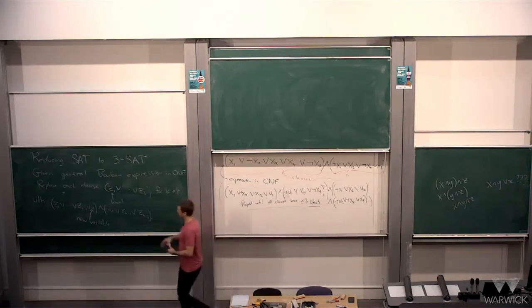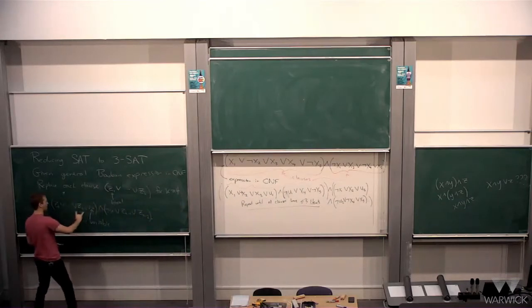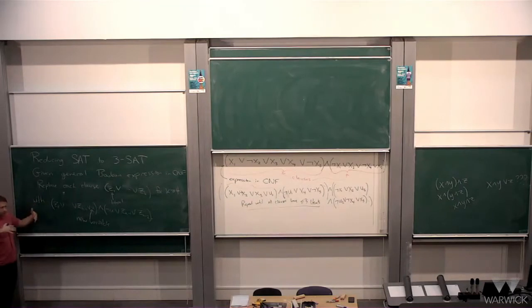because here we replaced a clause of length k with a clause of length k minus 1 and one of length 3. So in particular, every time you do this, the maximum size of a clause is going to go down by 1. So eventually it'll get to at most 3.